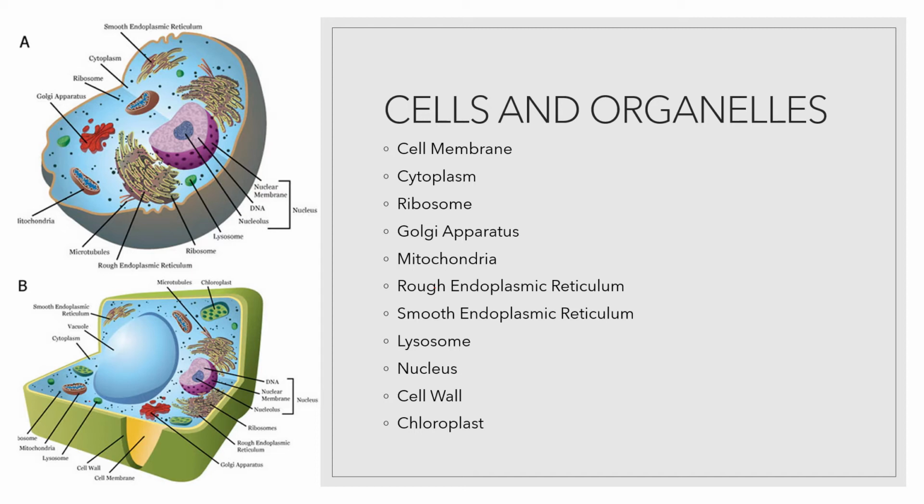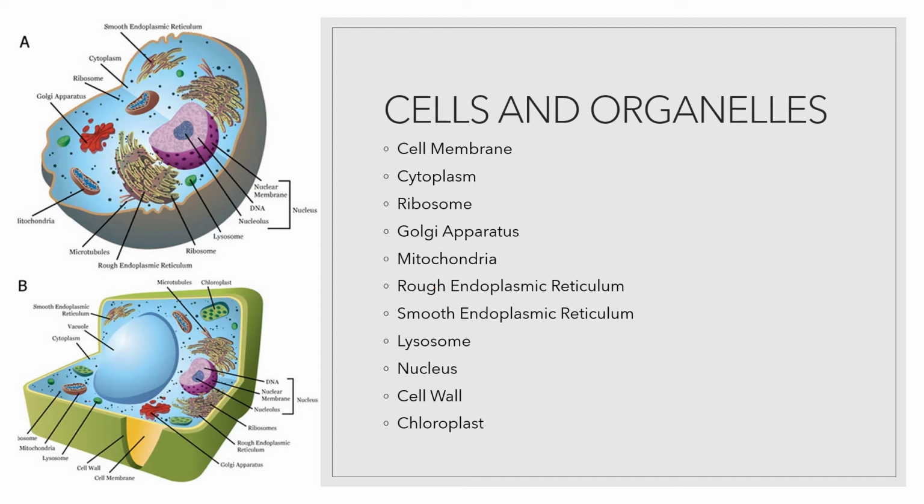The last thing that we're going to talk about that are in both plant and animal cells are nucleuses. Nucleuses store the DNA, and so the DNA always lives in the nucleus. And so the nucleus is basically the user manual or the instruction manual for the rest of the cell, because the DNA lives in there.